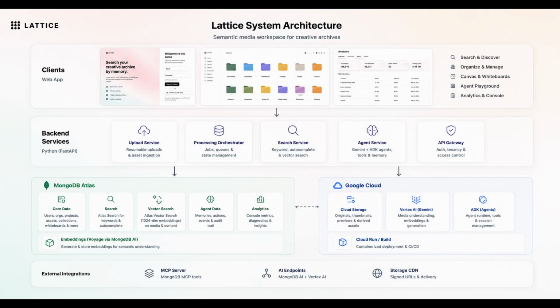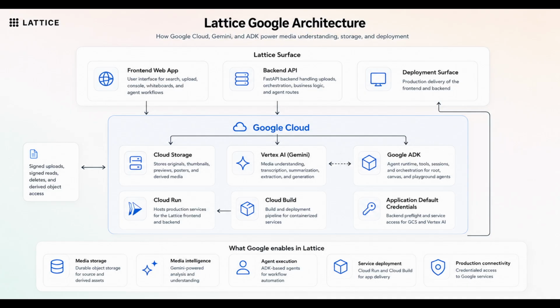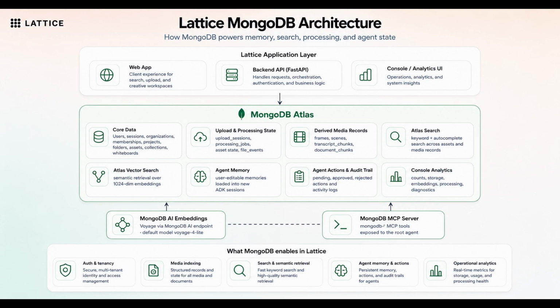Lattice is a semantic media workspace built on MongoDB Atlas for storing, searching, and operating on media with AI agents. On Google Cloud, Gemini processes media at the frame and scene level through Vertex AI, while the Google Agent Development Kit coordinates the agents, deploying to Cloud Run via Cloud Build. The backend runs entirely on MongoDB Atlas.